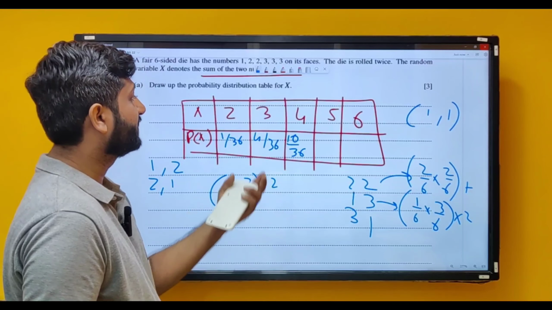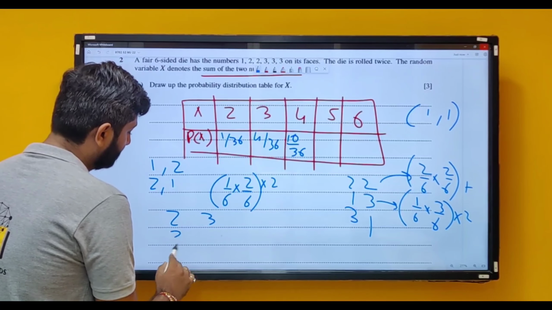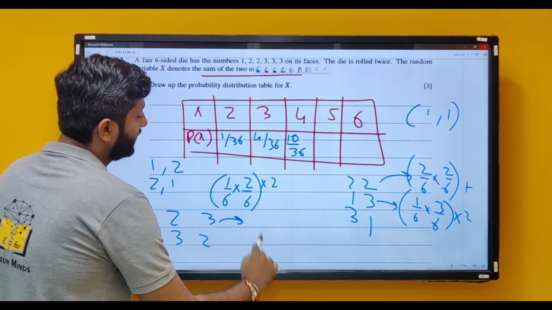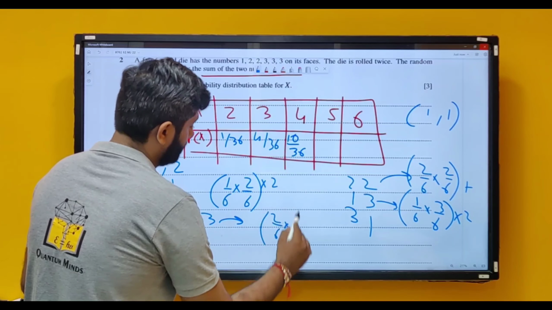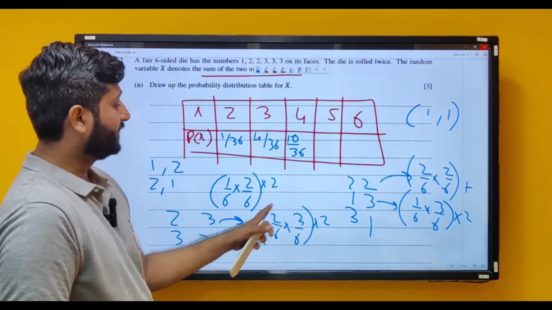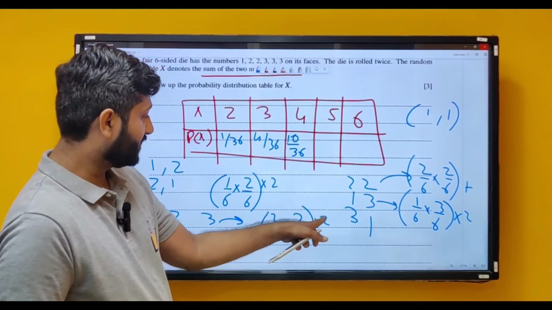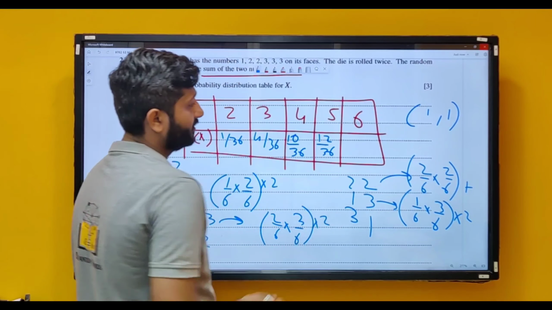Now how can we get 5? We can get 5 with 2 and 3, so 2, 3 and 3, 2. The probability is 2 by 6 into 3 by 6 into 2. So 3 2s are 6, 6 2s are 12. So the total is 12 by 36.